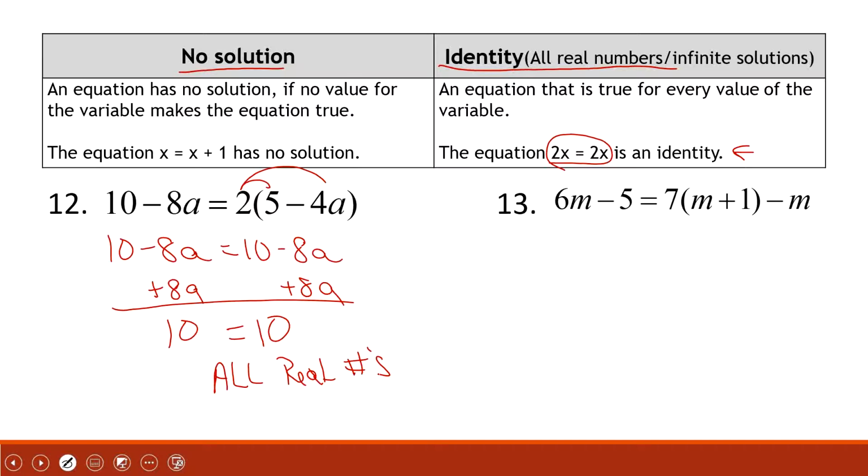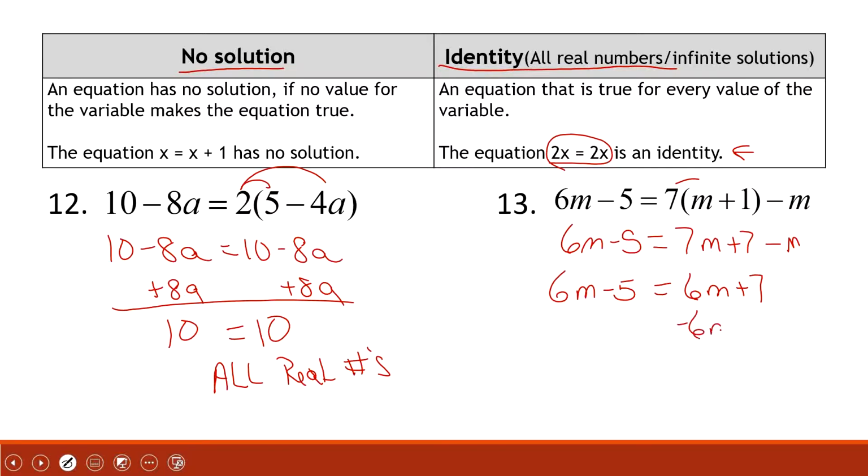My other example, again, we got to distribute. 6m minus 5 equals 7m plus 7 minus m. Combine my like terms on both sides, I end up with 6m minus 5 equals 6m plus 7. Again, I kind of look at this right away and say, something looks fishy. But still, I'm going to go through and I'm going to move all my variables to one side.